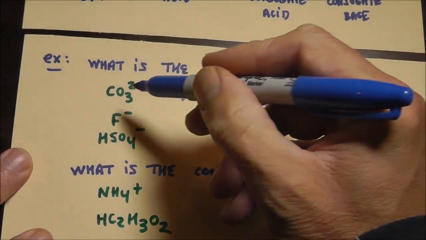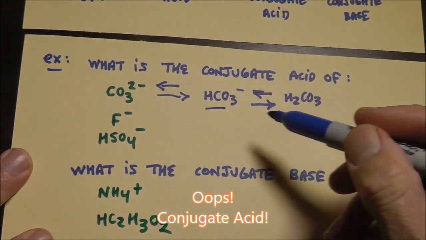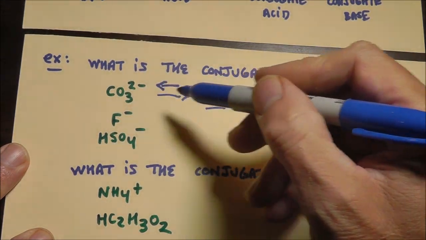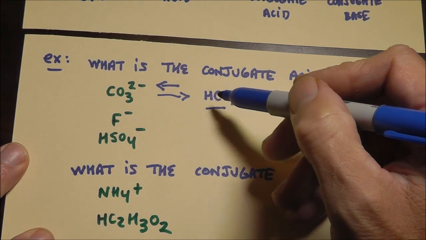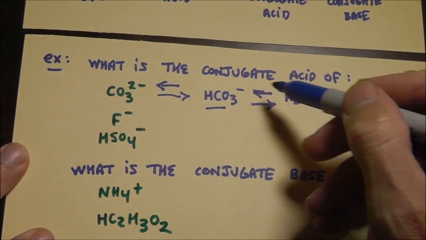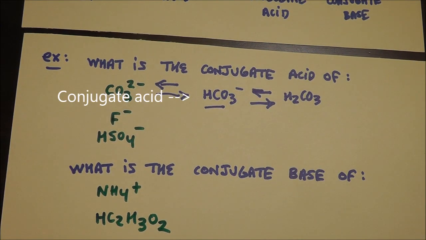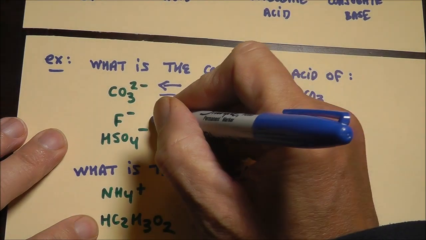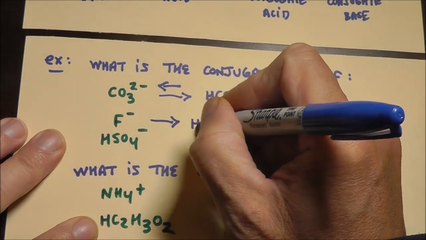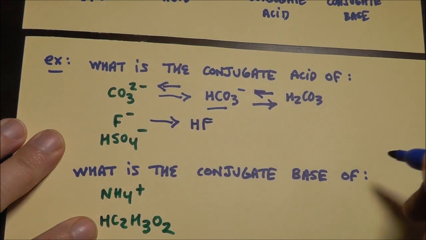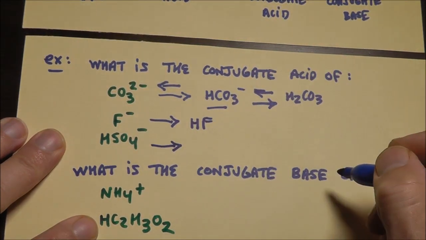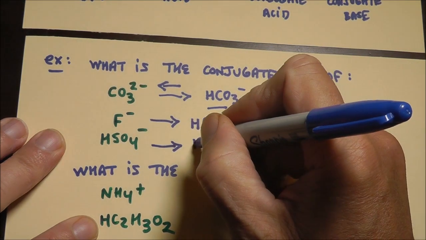This is actually the conjugate base of carbonic acid, and I said that wrong before: this is actually the conjugate acid of the carbonate ion. It's the conjugate base of carbonic acid. And so not everything's like that. Like, for example, if I were to say, what's the conjugate acid of fluoride ion, you'd have HF, and then it'd be all over. It'd be hydrofluoric acid. The conjugate acid of this bisulfate ion would be H2SO4.